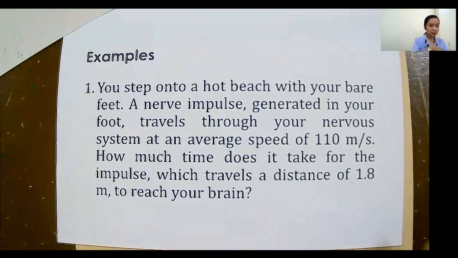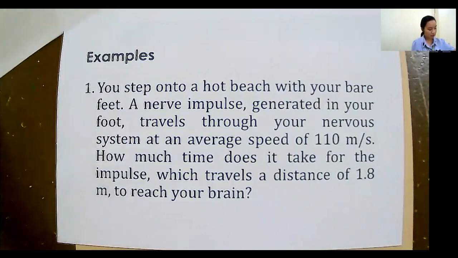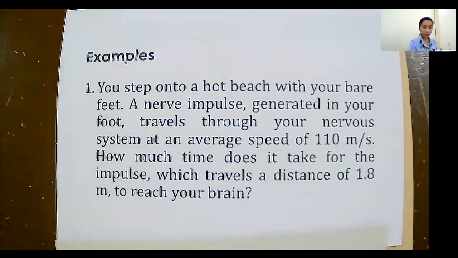For the first example, we have: you step onto a hot beach with your bare feet. A nerve impulse generated in your foot travels through your nervous system at an average speed of 110 meters per second. How much time does it take for the impulse, which travels a distance of 1.8 meters, to reach your brain?